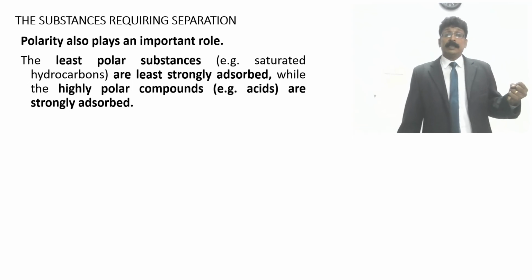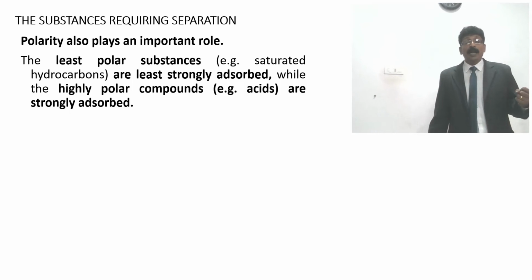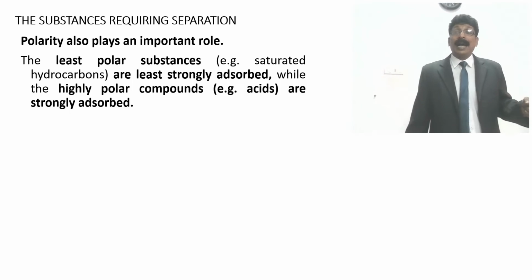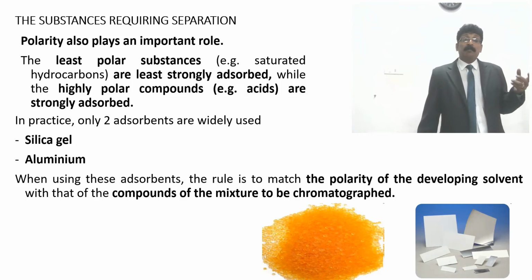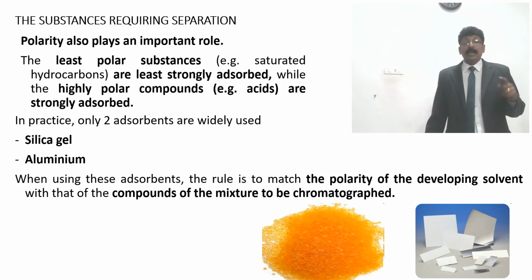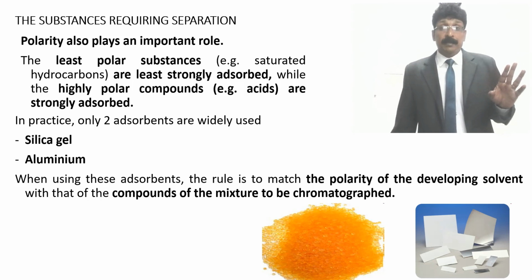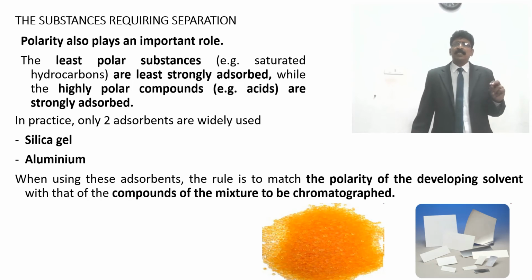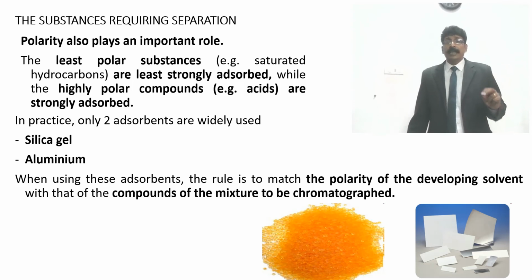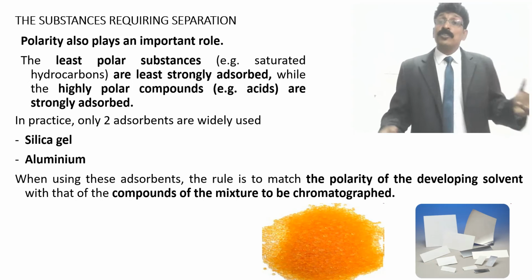for example, saturated hydrocarbons, are least strongly adsorbed, while highly polar compounds like, for example, acids are strongly adsorbed. So these are the types of examples. In practice, only two adsorbents are widely used, silica gel and alumina. When using these adsorbents, the rule is to match the polarity of the developing solvent with that of the compounds of the mixture to be chromatographed, or to be separated.